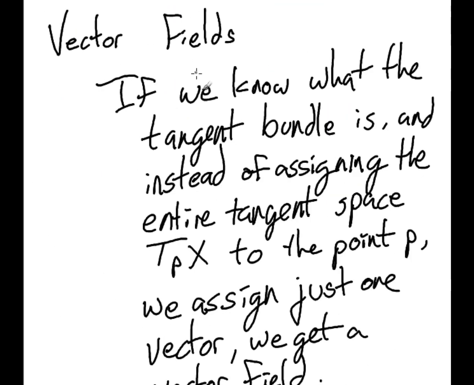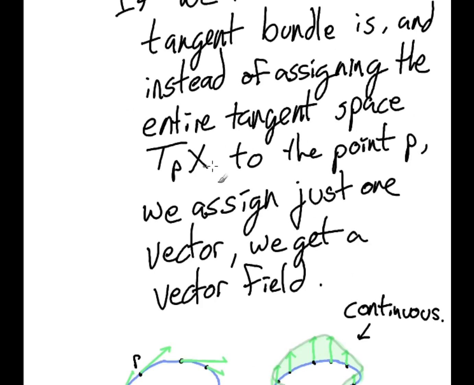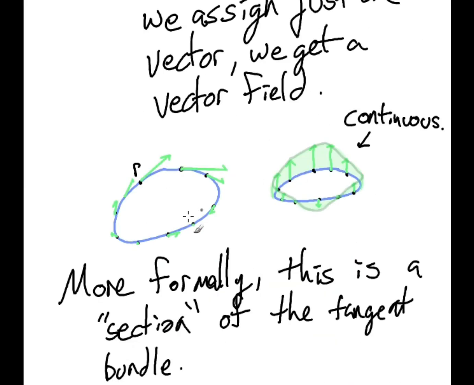So let's talk about vector fields. If you know what a tangent bundle is, we're dealing with this larger space. We're dealing with all of the tangent spaces at the same time. From each of these tangent spaces to each of these points P in our manifold, we just want to choose one vector. So here is another picture of this circle, and I've just drawn haphazardly some vectors that are tangent to this circle.